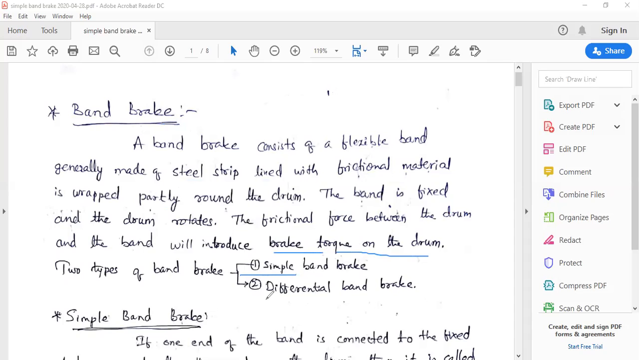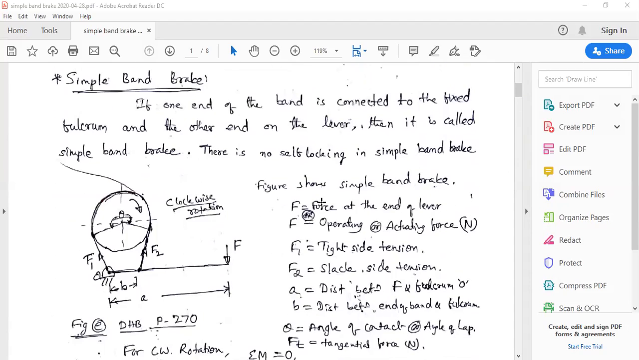Again, there are two kinds of band brakes here. One is simple band brake, another one is differential band brake. In this session, we will discuss the simple band brake. A band brake is said to be simple only when one end of the band is fixed to a fixed point, which is a fulcrum here, and the other end of the band is connected to the lever. This kind of arrangement is called a simple band brake. Here we can see that one end of the band is connected to the fixed fulcrum point, and the other end is connected to the lever, and it is called a simple band brake.